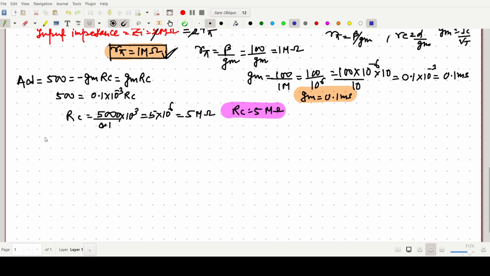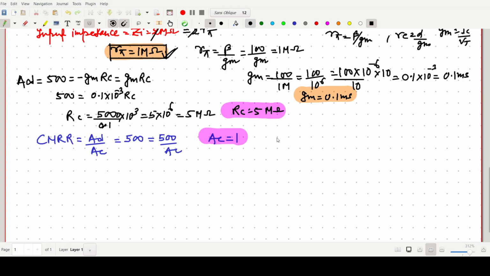So CMRR equals AD by AC. AD by AC value is given, 500. AD value is 500. So AC value will be 1. Okay, very simple. Common mode gain AC will be 1. There are so many things. If you are able to make this question, so many concepts will be clear.